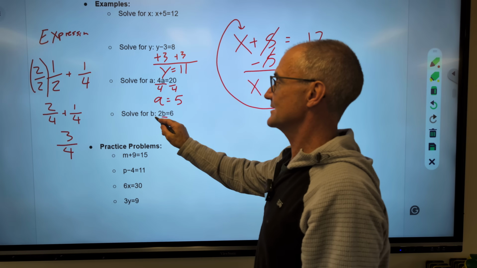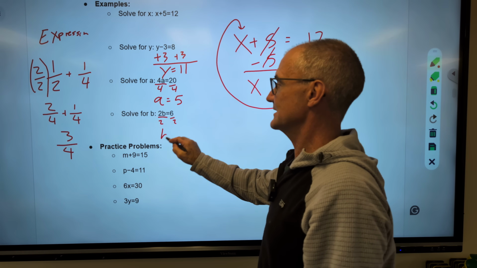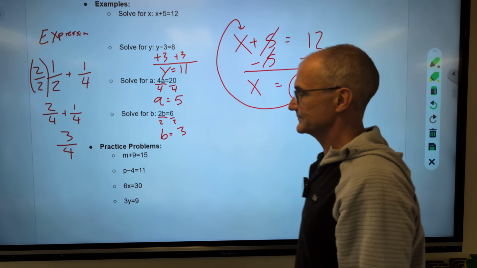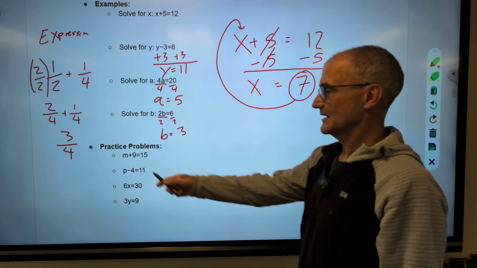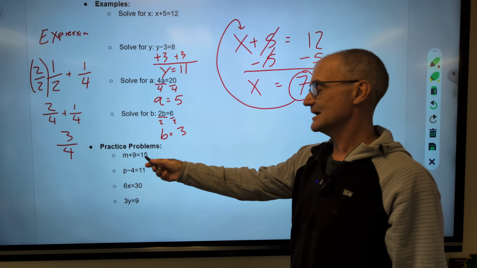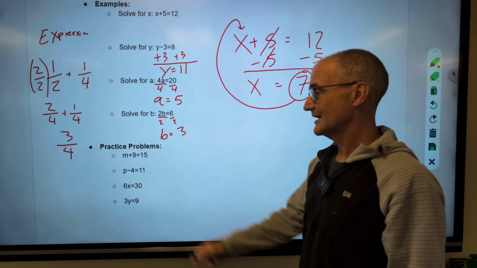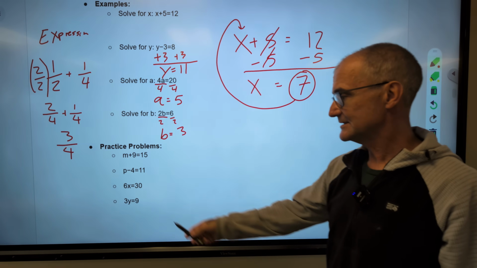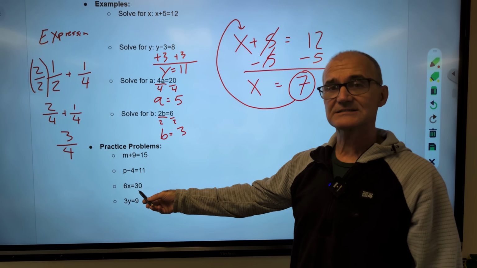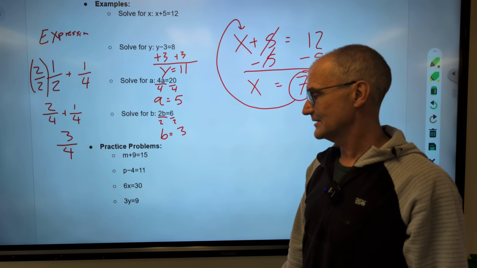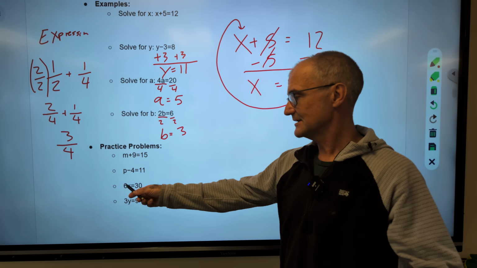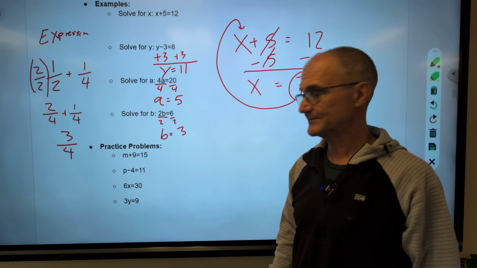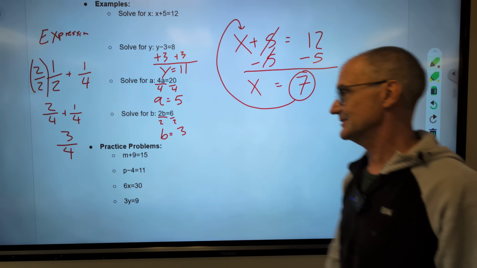Multiplying, so I need to divide both sides by 2. B is equal to 3. Subtract 9 from both sides. M is equal to 24. Add 4 to both sides. P is equal to 15. Divide both sides by 6. X is equal to 5. And really what I'm saying is 6 times 5 equals 30. Divide both sides by 3.